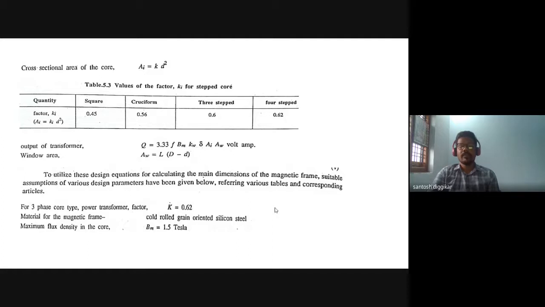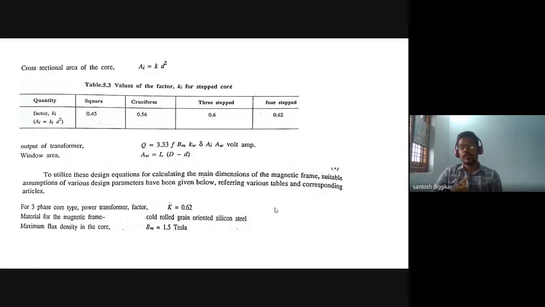So why are there different types? It depends upon the flux carrying capacity of this material. The flux carrying capacity of cold rolled is different from hot rolled. So for making the magnetic frame, we are choosing cold rolled grain oriented silicon steel. While designing a transformer, many things we need to assume, and the assumption depends upon the performance. The performance of all parts should be in the normal range, so according to that we need to assume all the values.